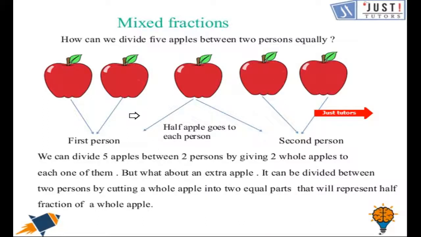Let's have a situation. If you have 5 apples and you need to divide them between 2 persons equally, how can we do that? We can divide 5 apples between 2 persons by giving 2 whole apples to each one of them. But what about the extra apple? That can be divided between 2 persons by cutting a whole apple into 2 equal parts. That will represent a half fraction of a whole apple.